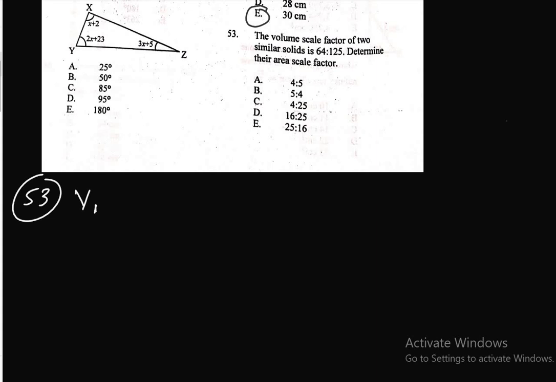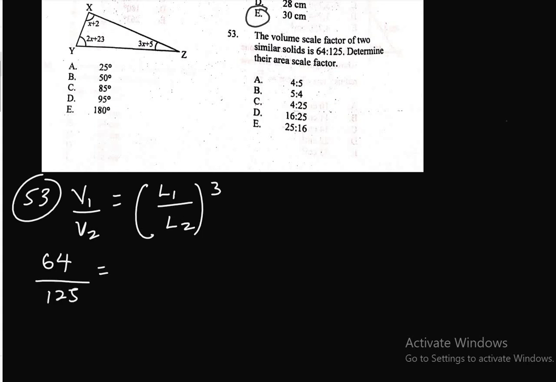But first things first, the volume scale. Let me put it this way so it won't confuse you. Volume 1 out of volume 2 is equal to the cube of the linear scale, (L1 over L2) cubed. In the question, the volume scale was given, so 64 out of 125 is equal to (L1 over L2) cubed. Now, we want to get the linear scale. That's the essence of doing this.